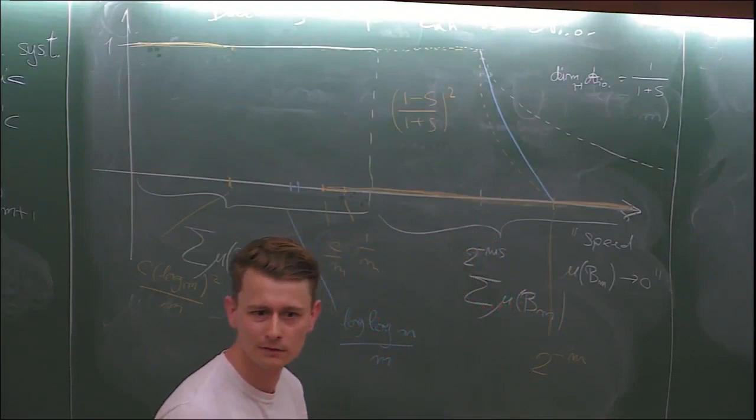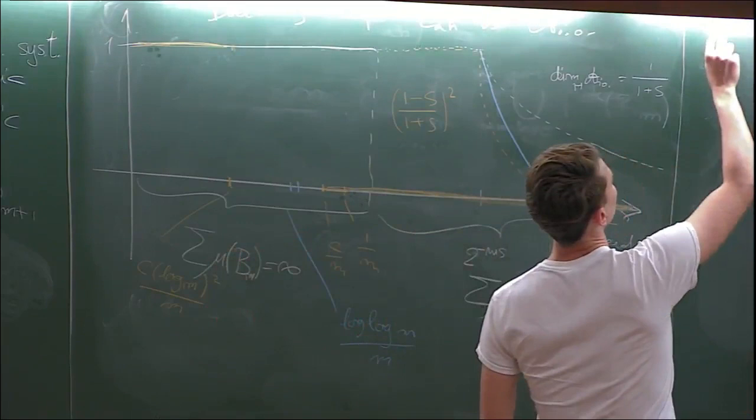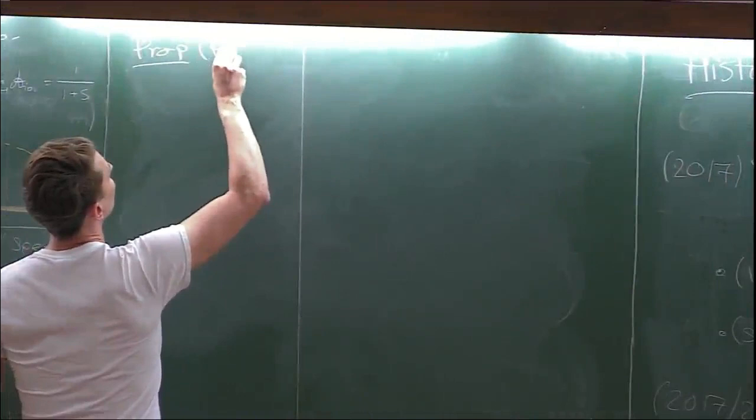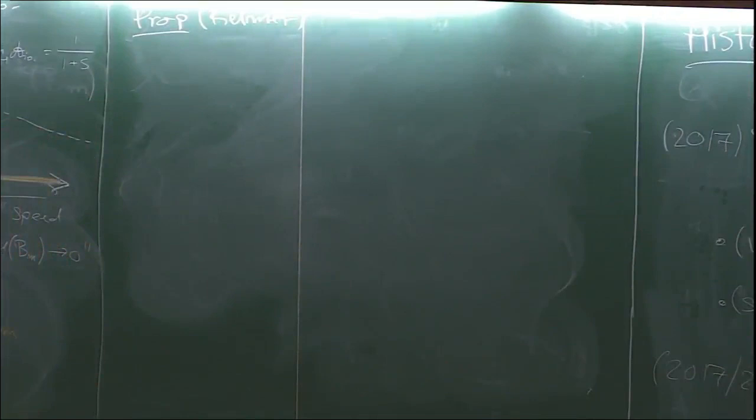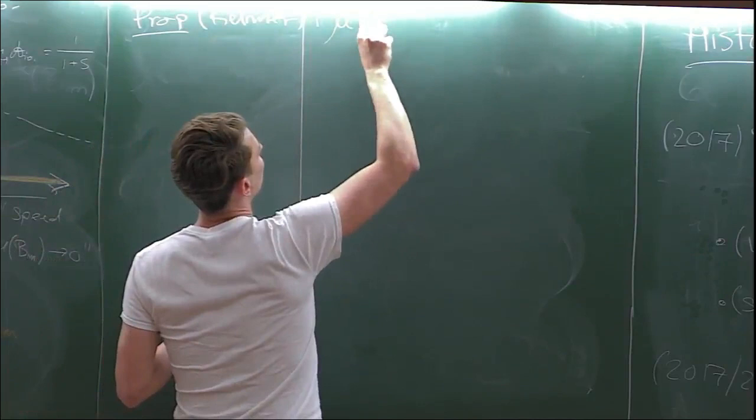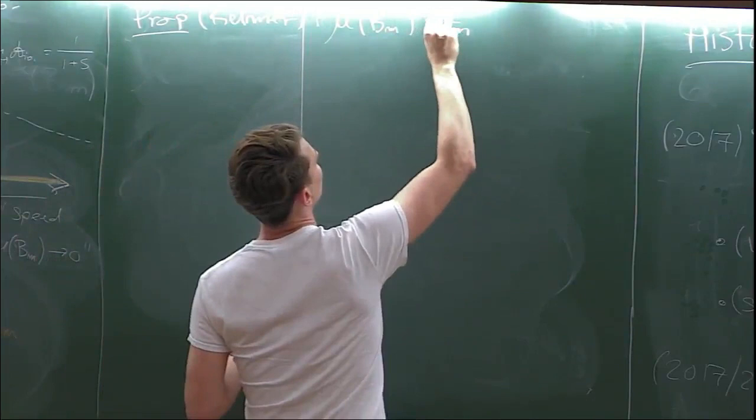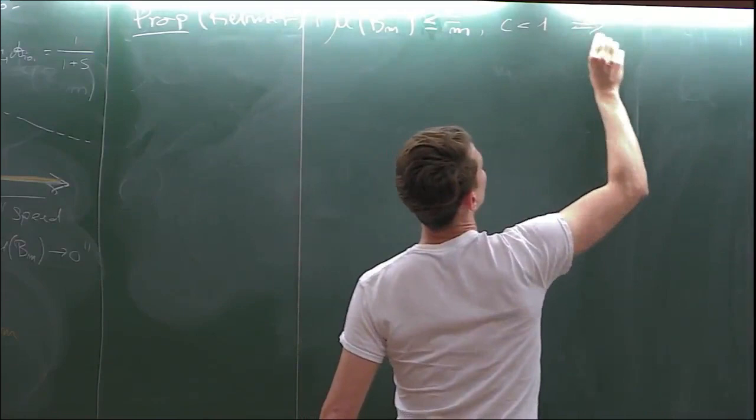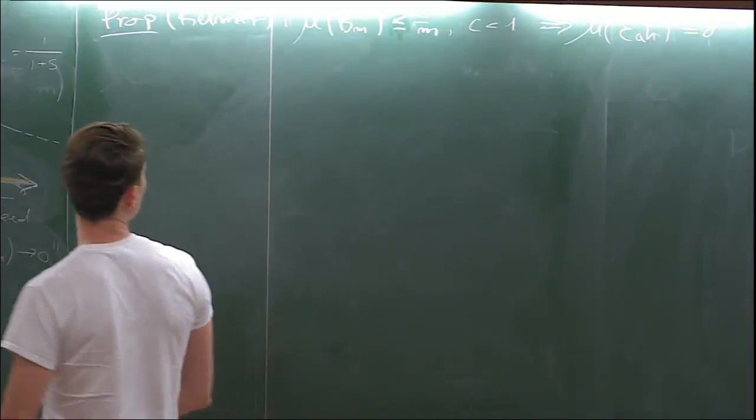Okay. Right. Let's see. So I wanted to prove a couple of things. I wanted to prove this result by Kelmer, also just because it gives a bit of an impression of how to work with this set. His statement was that if the measure is less than c over m, with c less than 1, we get measure 0. So how do we prove this?